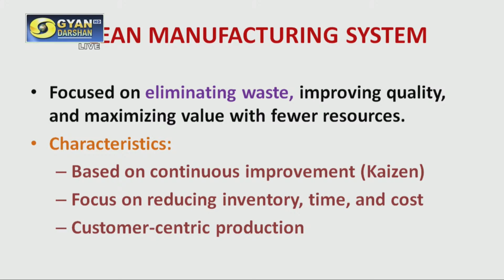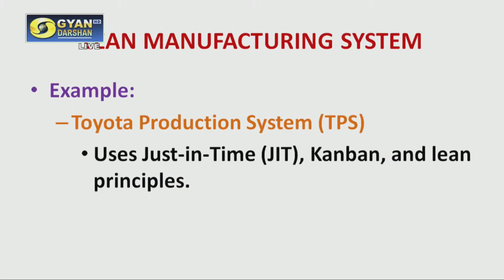What are the characteristics? Basically, it is a continuous improvement process. Kaizen is a technique used by the Japanese and the Americans. Then it also focuses on reducing the inventory time, and basically it is customer centric production. The Toyota production system, which is a very famous production system, utilizes the just-in-time philosophy as well as the Kanban system as the lean.